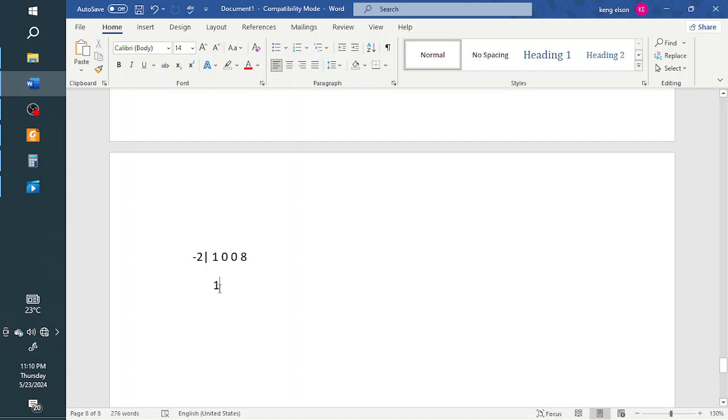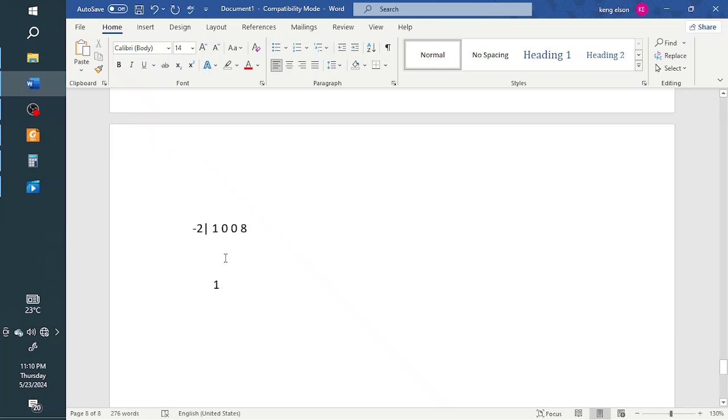Okay, so I drop down 1. Now the next thing is that I will take 1 times -2. It will give me -2. When I add 0 to -2, I will get -2. I will take -2 times -2, I will get 4. When I add 0 to 4, I will get 4. 4 times -2, I will get, no, -8. When I add -8 to 8, I will get 0.